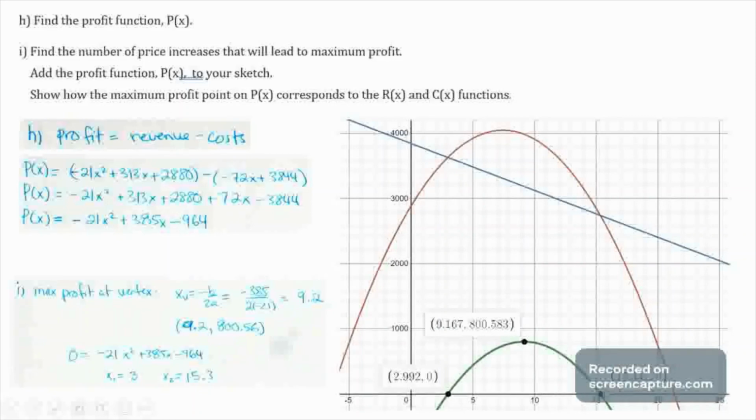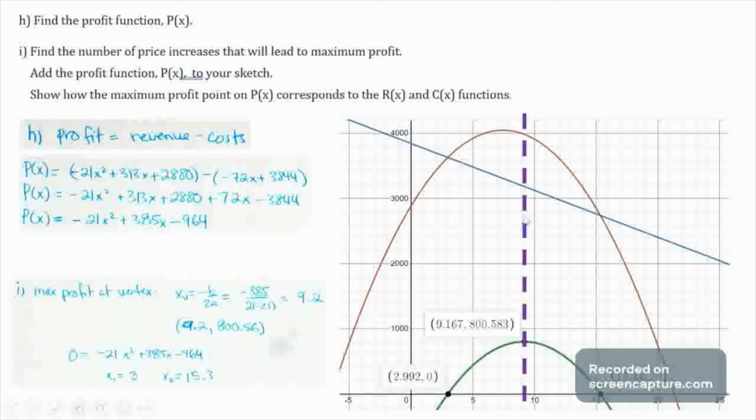Here's the 2 x-intercepts. So now, final step is to show how the profit model corresponds to the revenue and cost models. And we talked about this relationship. It's very important to understand what's going on here. We can see here, this is the profit model. So here's 0 profit. Here's maximum profit of 800, right? And here's 0 profit again. So we want to go to maximum profit. So we can put a line there.